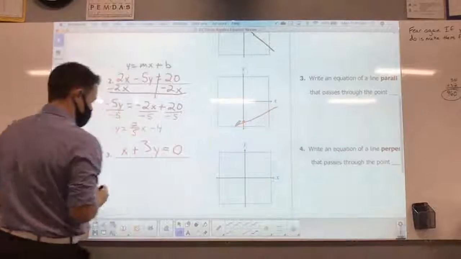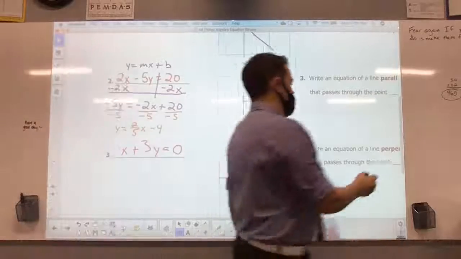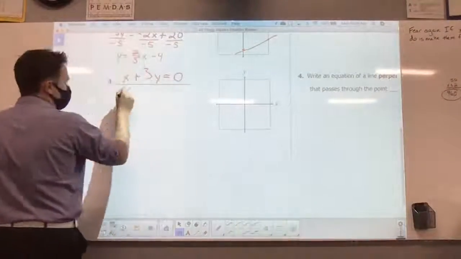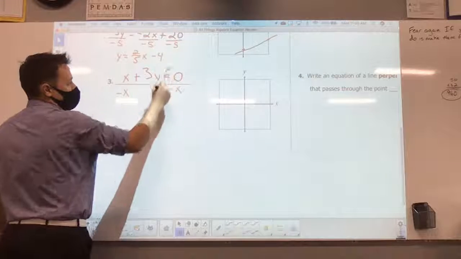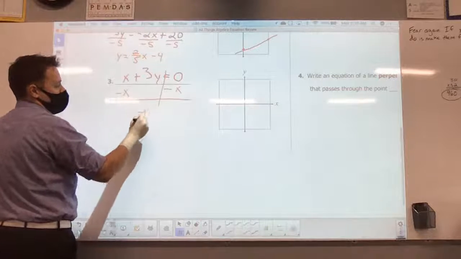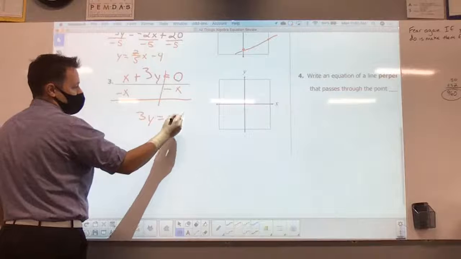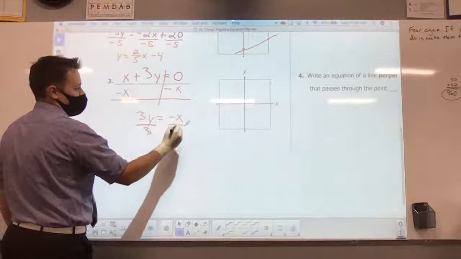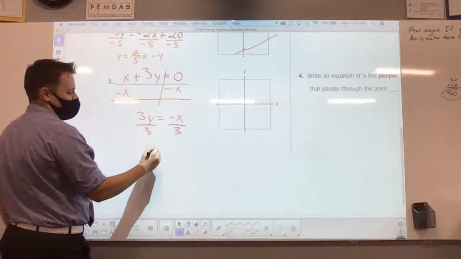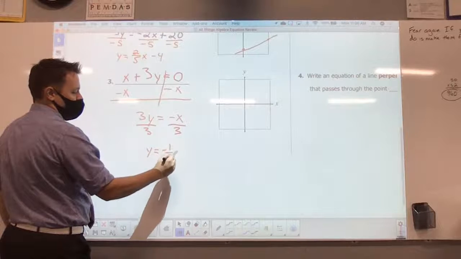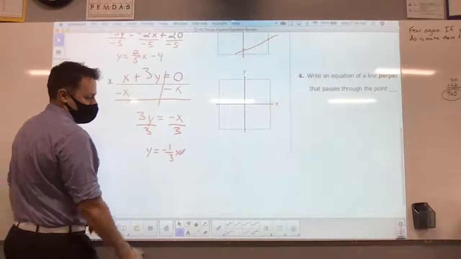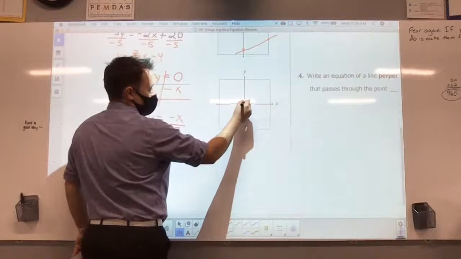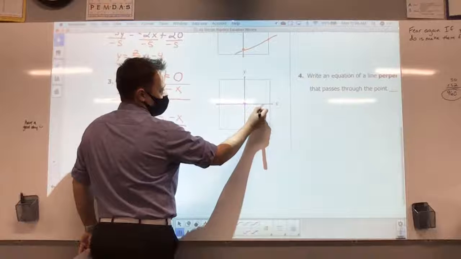There's your line. And then the last one, ladies and gentlemen, is what? Same thing. Move the negative x over to here. 3y equals negative x. Divide both sides by 3. And your y is going to be a negative 1/3 x. Which means, where's my graph start? 0. 0. And I go down 1 over 3.